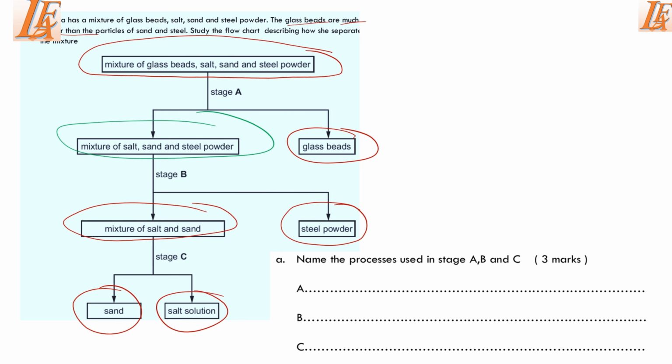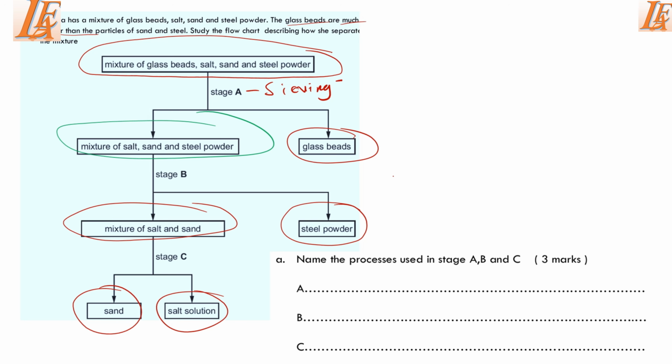So in this case, for you to separate a mixture of glass beads, salt, sand, and steel powder, where glass beads are larger than the rest of the particles, in stage A, you will use sieving. So she used sieving so that she obtained glass beads because they are large particles, and then these other particles were sieved.